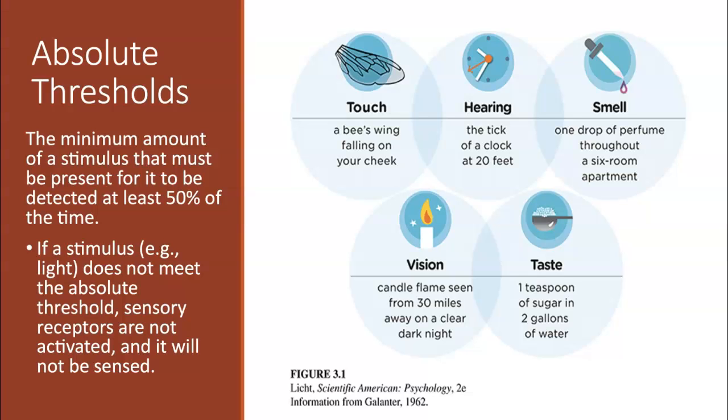of the time. So what that means, if we go to this example for vision, the absolute threshold is a candle flame seen from 30 miles away on a clear, dark night. So when we say that, what we mean is that that is the minimum amount of light needed for people to detect it. Obviously, not everyone will be able to detect that, and even if you can, sometimes there will be other times where maybe you're tired and your eyes aren't working quite as well, where you might not, but at least 50% of the time, that amount of light can be detected.